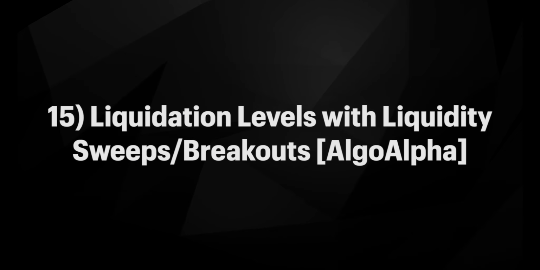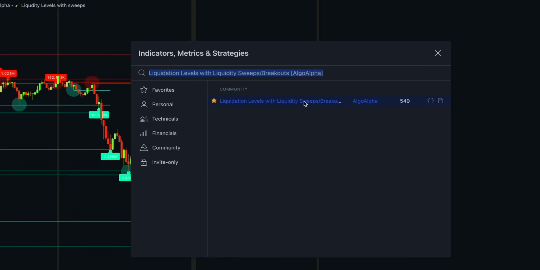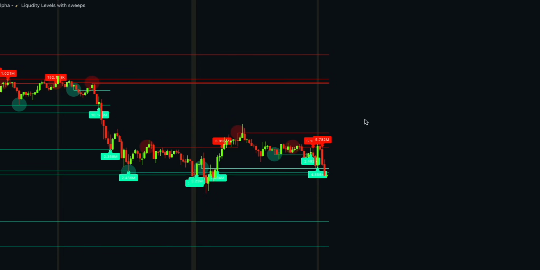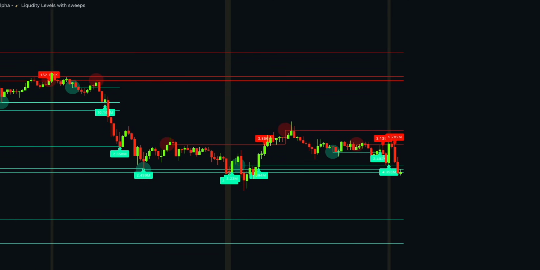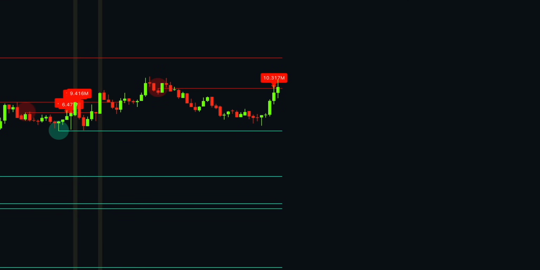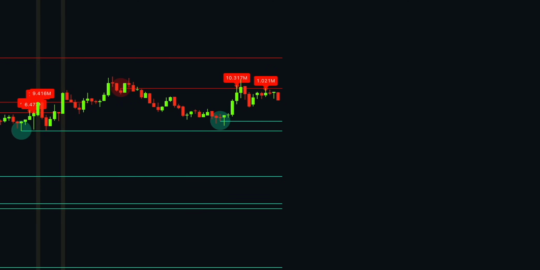Next up is the liquidation levels with liquidity sweeps breakouts by Algo Alpha. The heart of this indicator lies in its ability to track and highlight liquidity levels derived from swing pivots and sweeps across multiple timeframes. By calculating relative volume against a user-defined threshold, it identifies strong volume movements typical of liquidity breakouts. This helps filter out fakeouts. When a liquidity level is breached but not completely mitigated, it's either marked as a bullish or bearish sweep, which comes with the option to show an estimate of the number of liquidations during the sweep.